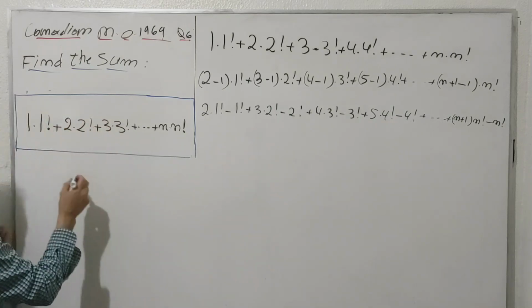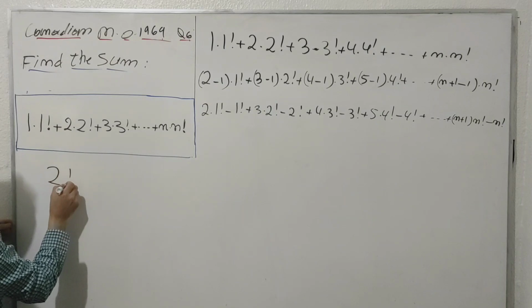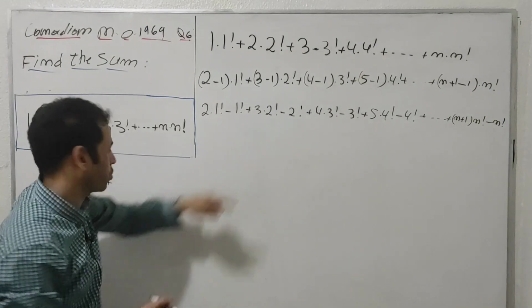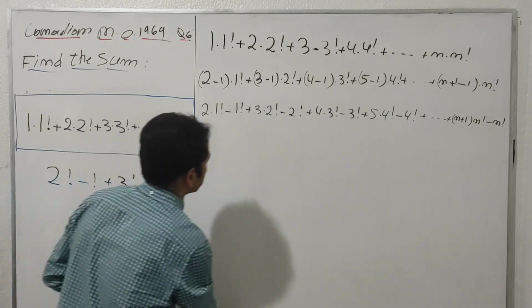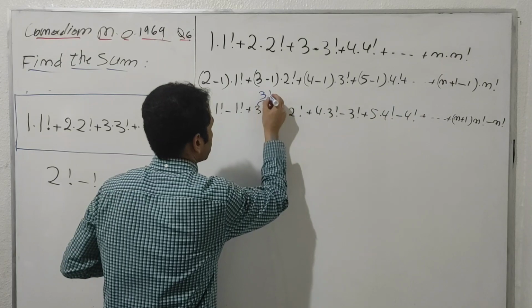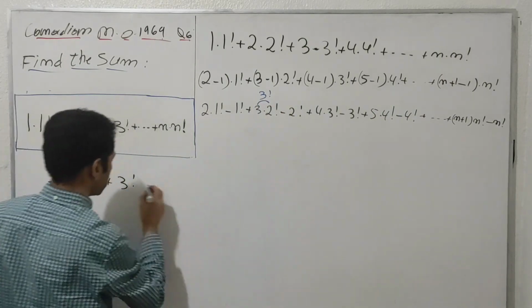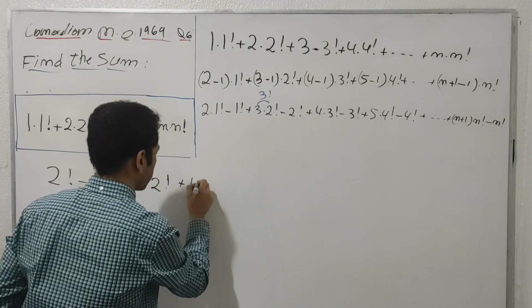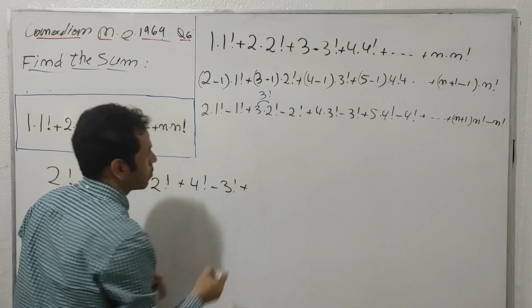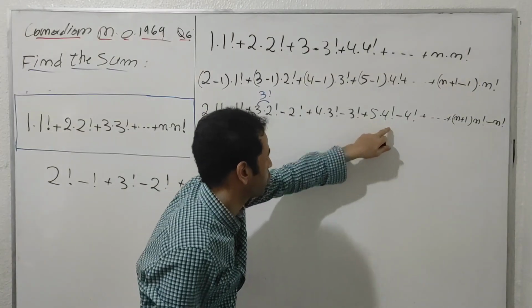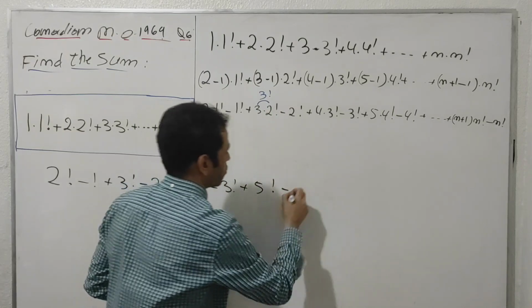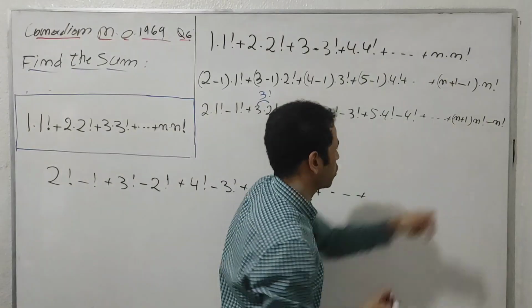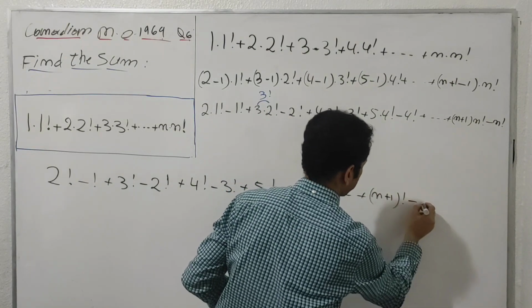So now I'm going to simplify this expression. 2 multiplied by 1 factorial is the same as 2 factorial, minus 1 factorial, plus 3 multiplied by 2 factorial, which is the same as 3 factorial, minus 2 factorial, plus 4 multiplied by 3 factorial, which is the same as 4 factorial, minus 3 factorial, plus 5 multiplied by 4 factorial, which is the same as 5 factorial, minus 4 factorial, and so on and so forth until you get to this term: n plus 1 multiplied by n factorial is the same as (n plus 1) factorial minus n factorial.